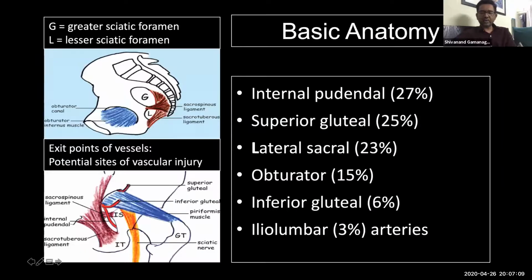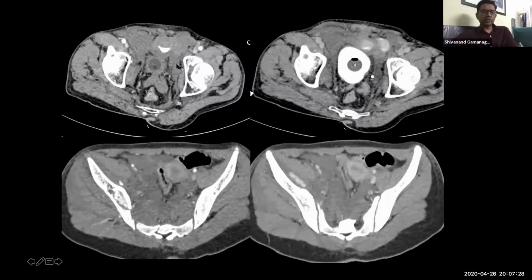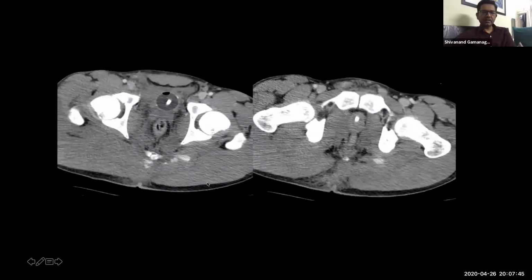So coming to what vascular structures get injured in these arterial sources of bleed? Usually it is a combination of multiple arteries. The most common ones are the internal pudendal and the superior gluteal. These are CT images done in a stable patient, showing signs of active bleed. There is active extravasation of contrast in the region of the internal pudendal artery. This is another case showing active extravasation in relation to the iliolumbar artery. And in the third case, there is active extravasation in relation to the inferior gluteal.